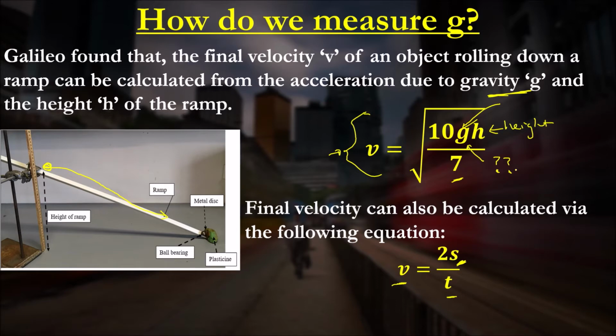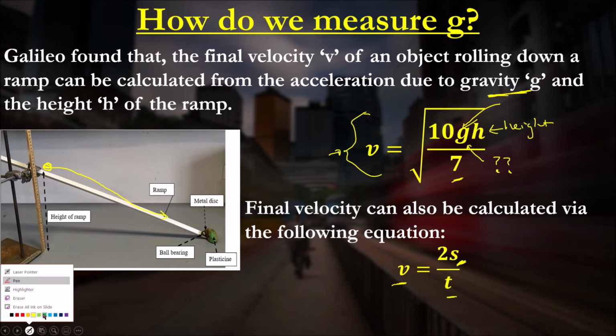So that's the point of this experiment, using this apparatus to find out what the acceleration due to gravity on Earth would be. So I'll just come back to this diagram here to do some labels and to explain how everything is supposed to come together.